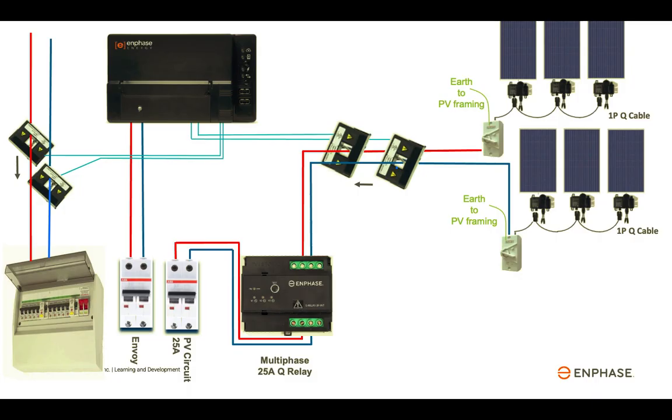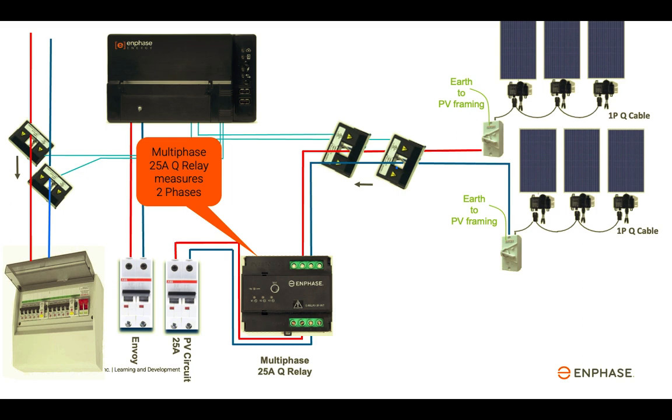For two-phase installations, the Envoy S-metered requires a two-phase connection to the power supply. Consumption CTs are installed on each of the phases. A 25 amp multi-phase Q relay is used with two-phase connection within the microinverter circuit. As a 25 amp Q relay is used, the microinverter circuit can be rated to 25 amps.